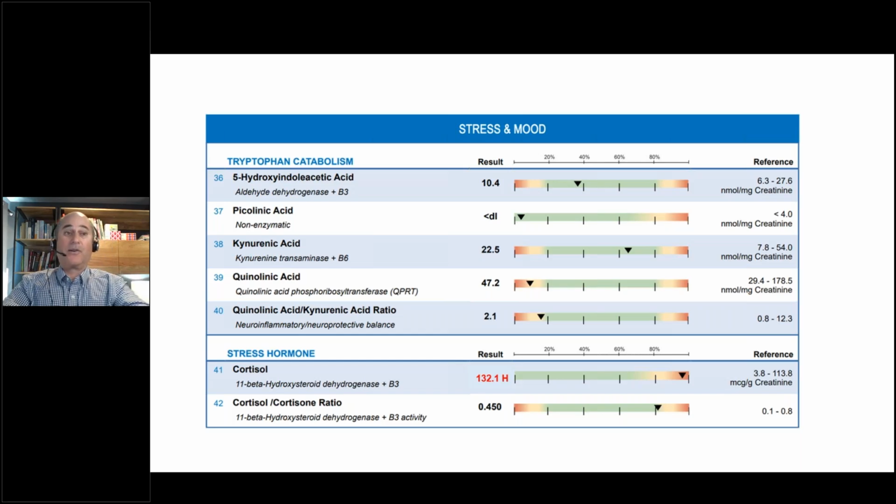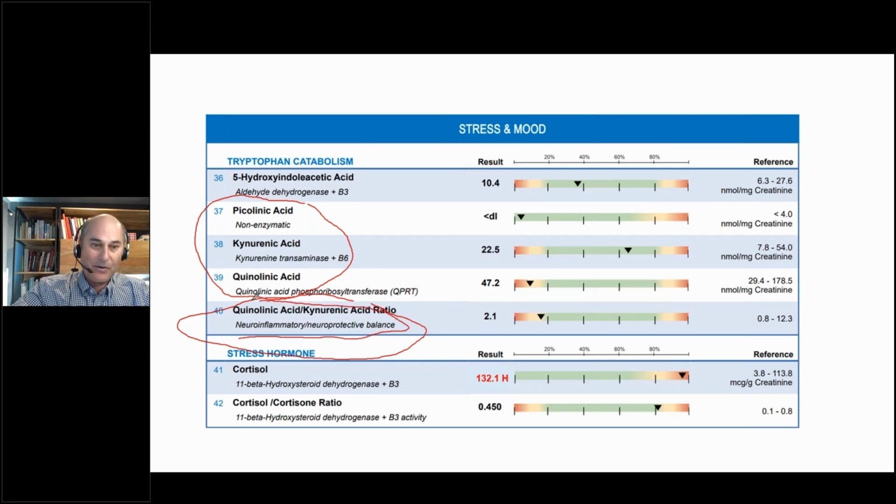There's another wonderful marker on this particular test, and I just want to point it out because this is an important one you have to look at, which is 5-HIAA, and that's a marker for serotonin. Okay, that's a serotonin marker. And then these three here, and also this ratio, that tells you whether the person has neuroinflammation or not. Look, see that? Neuroinflammatory, neuroprotective balance. This tells you whether the patient has neuroinflammation or not.